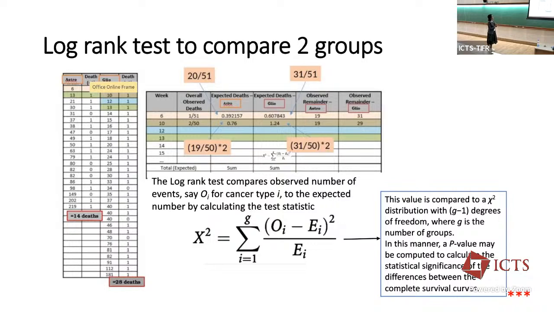So let's say we have this group again. Now we have, from the same paper I've taken that, two groups of patients, one from Astro and one from Glio. Okay. And let's say at week 6, so there now we have taken 51 participants total. You have 20 in this group and 31 in this group. Okay. And we see that at the end of the study, this one has 14 deaths, this one has 28 deaths. So let's say in week 6, 1 death occurs in the group of Astro.